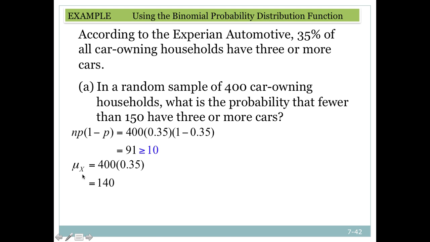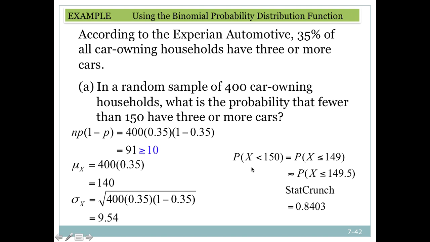So we need to find our mean, and that's found by taking n times p, this is from the previous chapter, 400 times 0.35, and you get a value of 140. You also need to calculate the standard deviation, which is the square root of 400 times 0.35 times 1 minus 0.35, again from the previous chapter, and you get a value of 9.54. So this is just the mean and the standard deviation of your binomial random variable back from chapter 6, section 2.